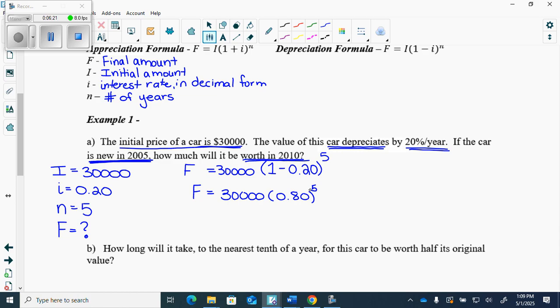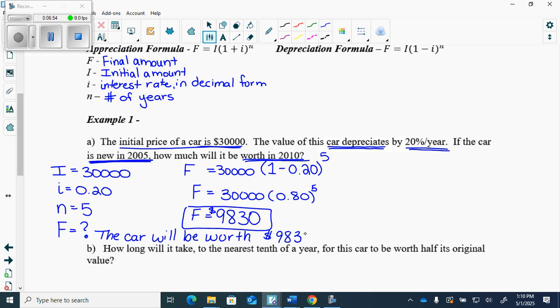All right, typing it into your calculator. 30,000 times 0.8 to the 5. Yeah. And then it says the car will be worth $9,830 in 2010.